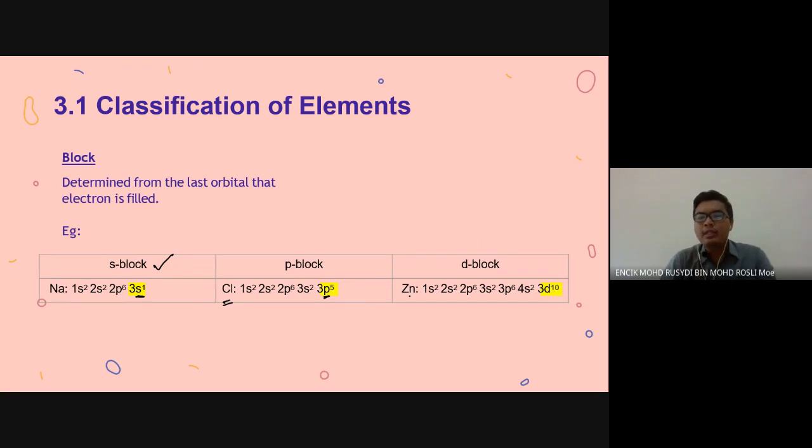Manakala for zinc pula di sini, so kita isi akan ikut macam yang kita dah belajar in chapter 2, the rule. So kita ada Aufbau principle, kita isi 1s2, 2s2, 2p6, 3s2, 3p6, 4s2, 3d10. So many would assume that kita isi elektron pada 4s2 yang terakhir, tapi tak, kita kan isi ikut Aufbau kan. So last electron are filled in 3d orbital. Sebab itulah for zinc the element is located at D block. Okay. So yang ni jelas simple sahaja.